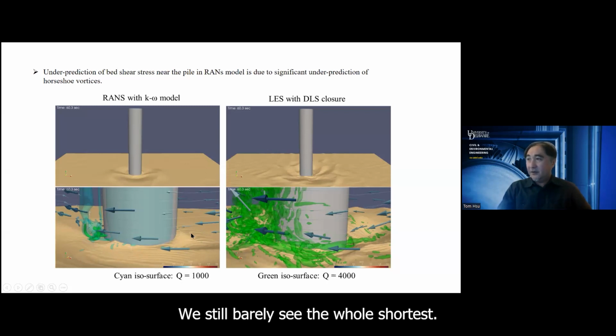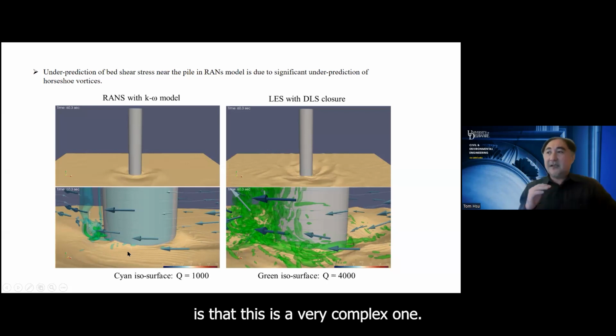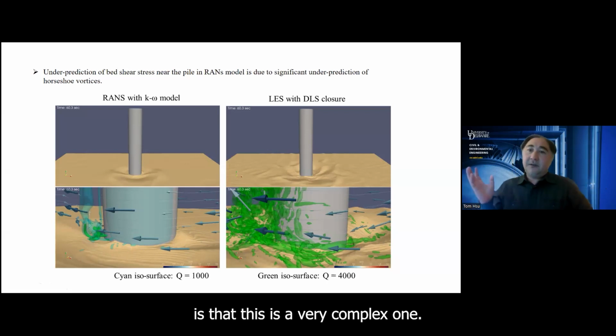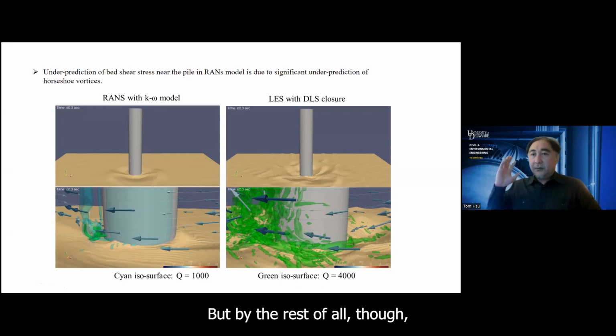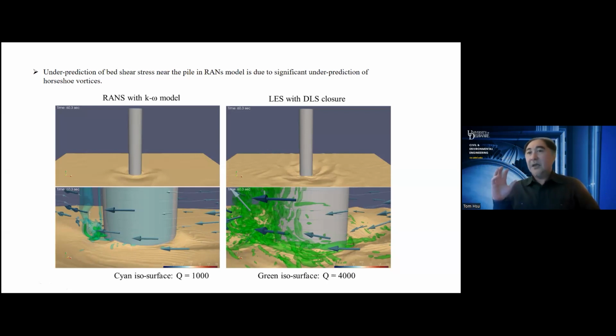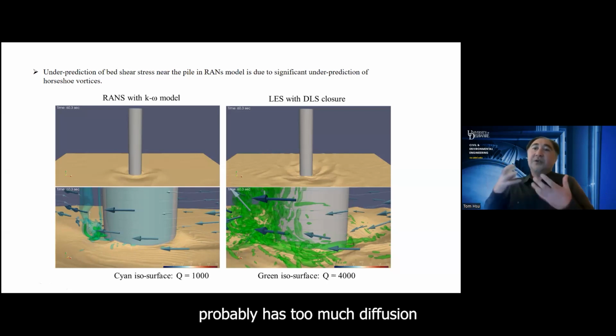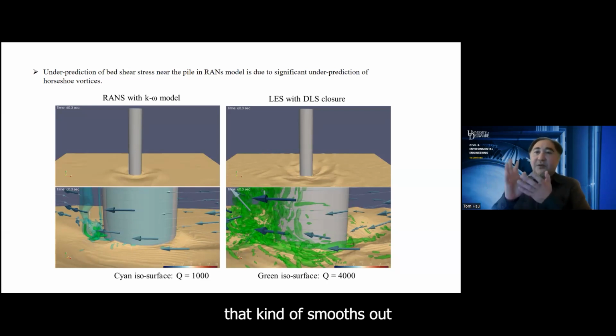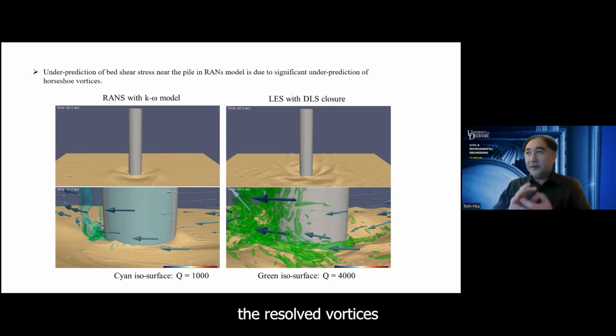We still barely see the Hsu vortices. So clearly, I think what happened in this case is that this is a very complex problem, right? But the RANS model, even with K omega closure, which is considered the most advanced, probably has too much diffusion that kind of smooths out the resolved vortices. But in this case, that really led to a significant underprediction of scour hole.